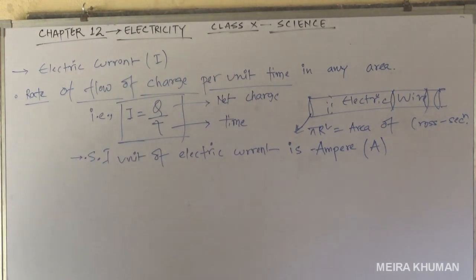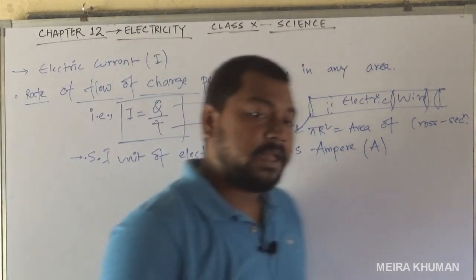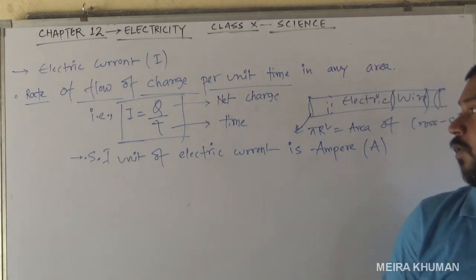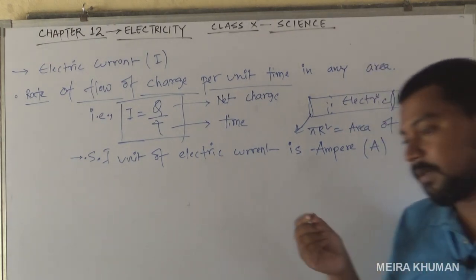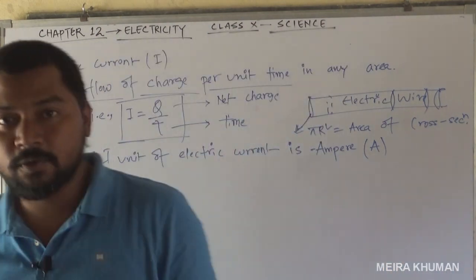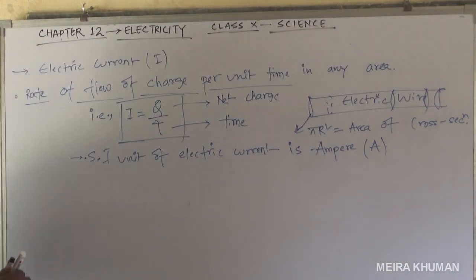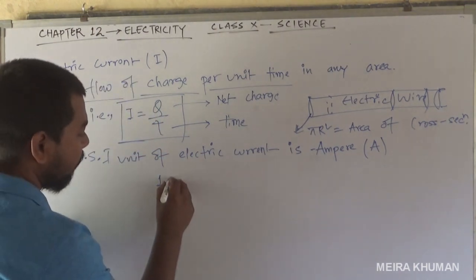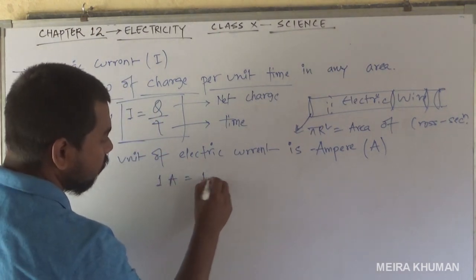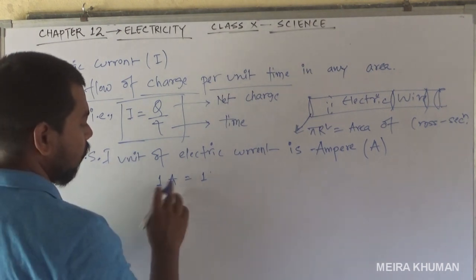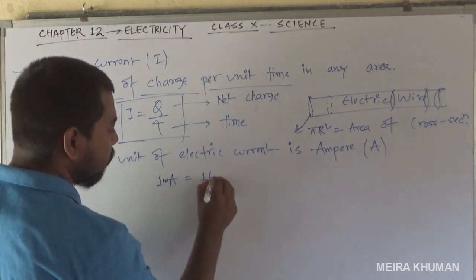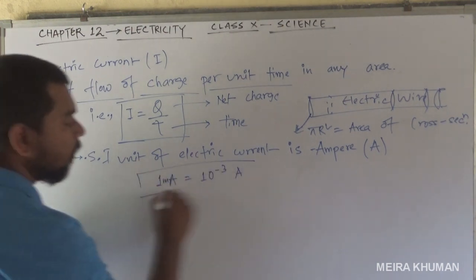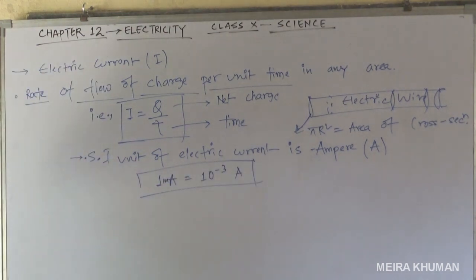Now this unit ampere, in our numericals or practical problems, will be very small in general. It will be in milli, it could be in micro as well. For the conversion of units, make a note that 1 milliampere is equal to 10 to the power minus 3 ampere. So this will be the frequently used unit of electric current.